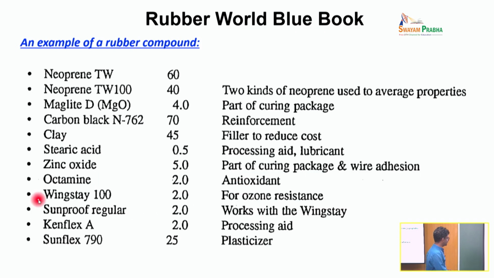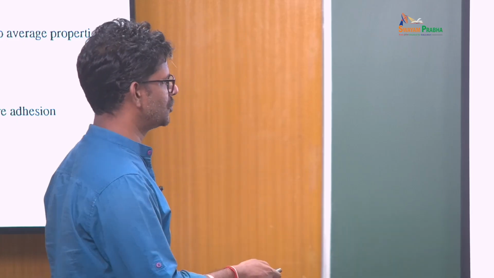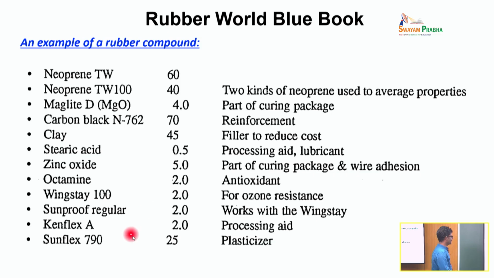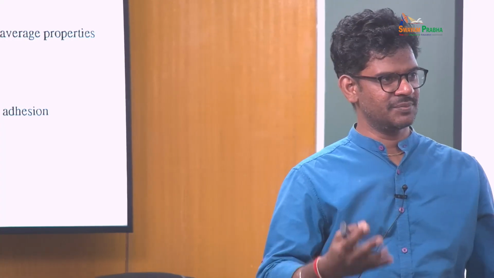Then there is something called Sunproof Regular. I don't know what it is. It works with the Wingstay, that is the ozone resistance. So they have figured out some way in which they can actually do this ozone resistance. Then something called Kenflux, a chemical that is used for a processing aid, and then Sunflux 79T as a plasticizer. So you can see that it is not a single compound, right? It's basically a mixture of many things. This is just one representative example.